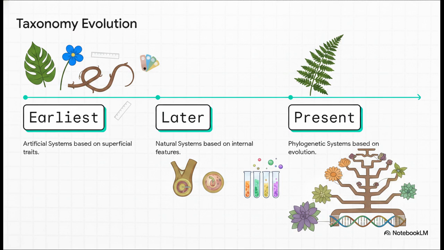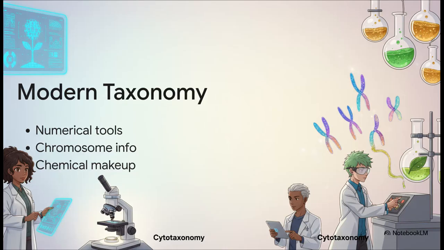Today, however, we use phylogenetic classification, and this is the absolute gold standard because it groups plants by their actual evolutionary family tree, tracing everything right back to common ancestors. But what happens when the fossil record is just missing? Well, scientists turn to a pretty incredible modern toolkit to make sure they're sorting nature accurately.